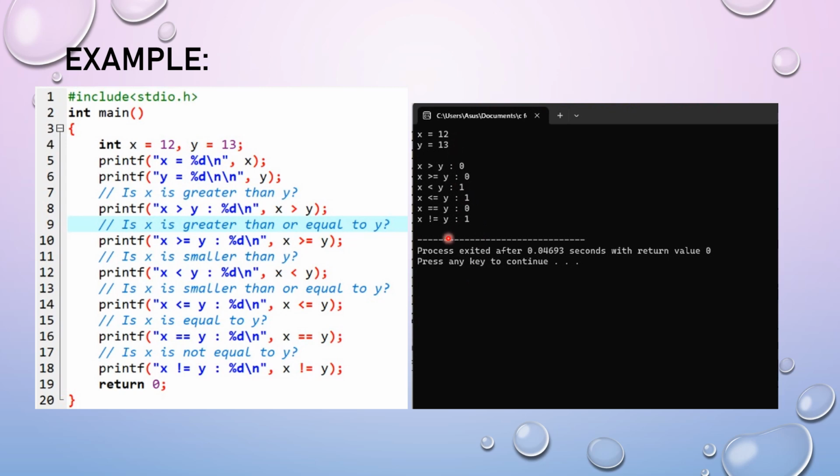Okay, I hope this code is understood by you all. Now let's move forward to the next slide.